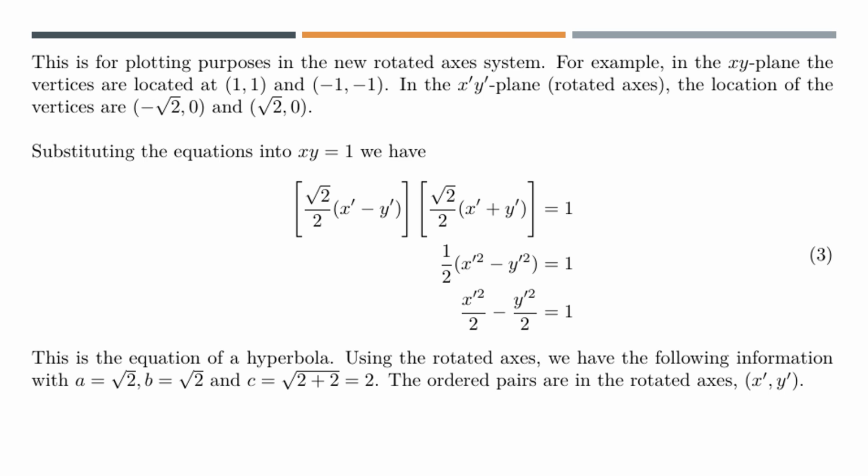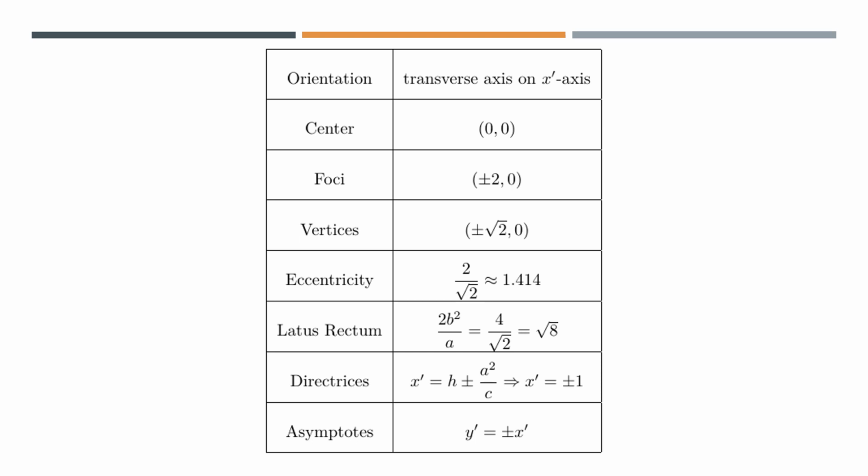So using the rotated axis, we have the following information, with a equal to the square root of 2, b equal to the square root of 2, and c equal to 2 in general. So the ordered pairs are in the rotated axes x prime y prime system. On this chart here we have a lot of information that we use when we're discussing the hyperbola. The orientation will be that the transverse axis is on the x prime axis. Remember, all of this is in relation to the new coordinate system.